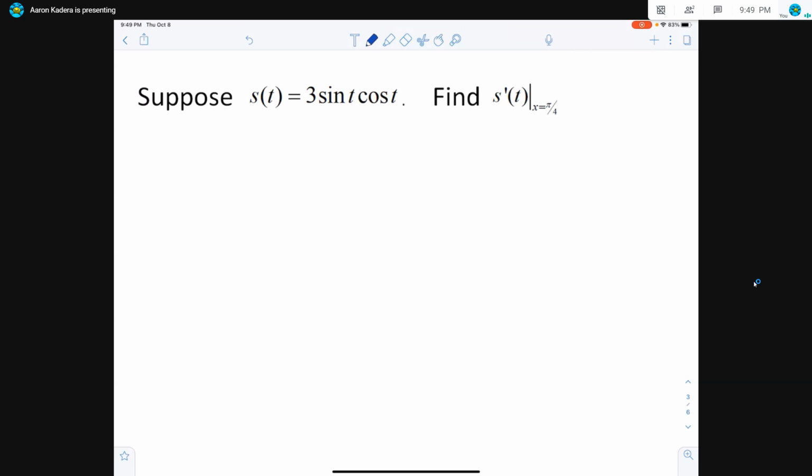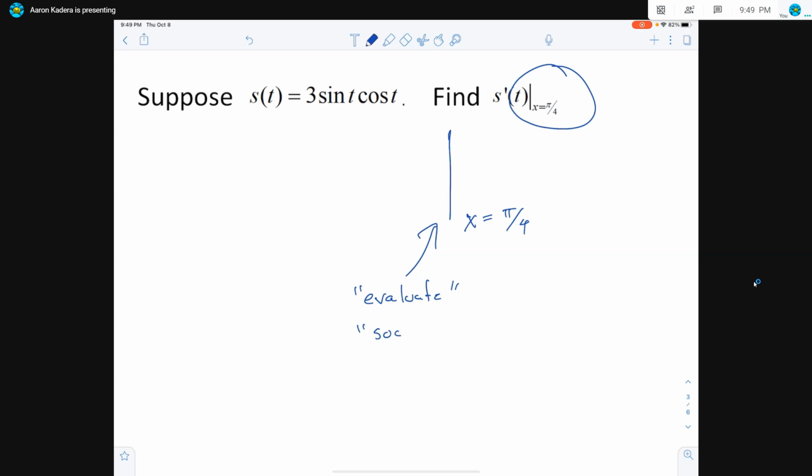The other thing that this says is this new notation right here. This vertical bar, and then there's this thing that says x equals pi over 4. What that means is evaluate, or such that. So when it says find s prime of t evaluated at x equals pi over 4, or you can say find s of t such that x equals pi over 4, one way or another, basically what that notation means is substitute in a pi over 4 when you're all done.